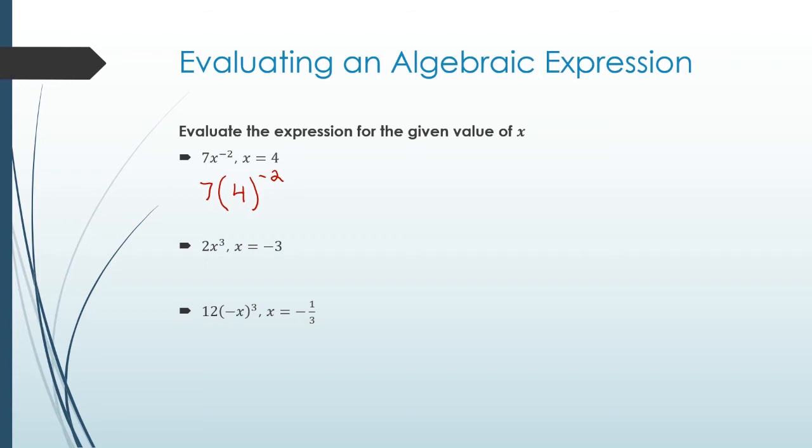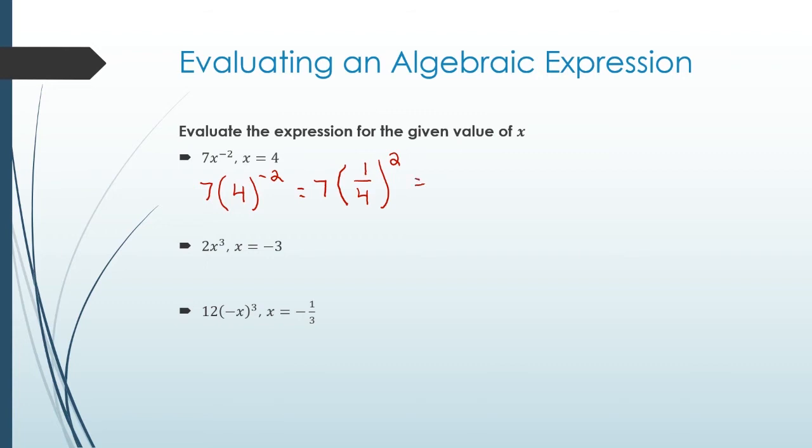So 4 to the negative 2 doesn't really make sense if you're trying to do it mentally. We want to use our properties of exponents, where if you have a negative exponent, you take the reciprocal. So that is going to be 7. I'm only taking the reciprocal of the 4, what's under the exponent, not everything. So that becomes 1 over 4, and then the exponent becomes positive. So then the exponent is now 2. So now I have 7 times 1/4 squared.